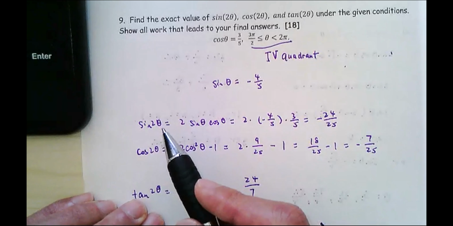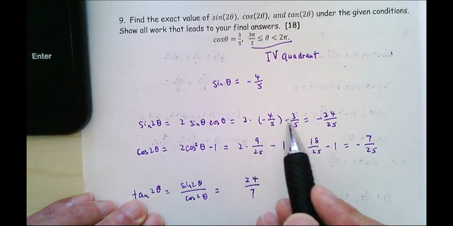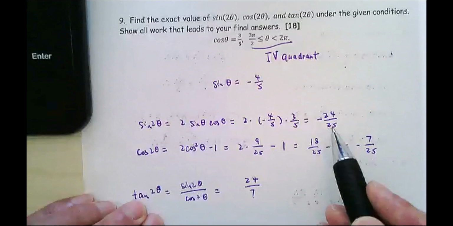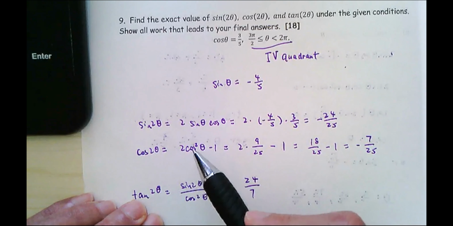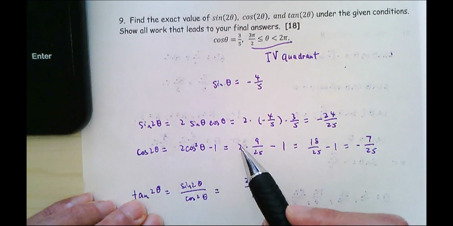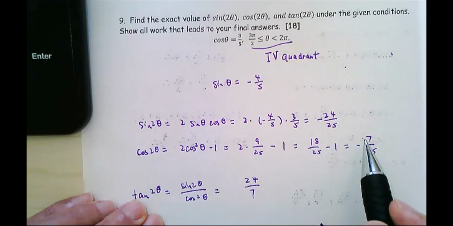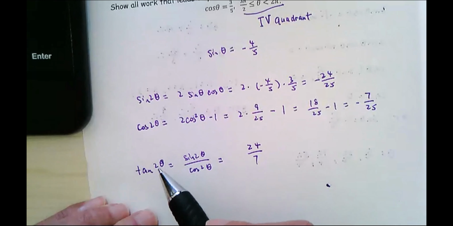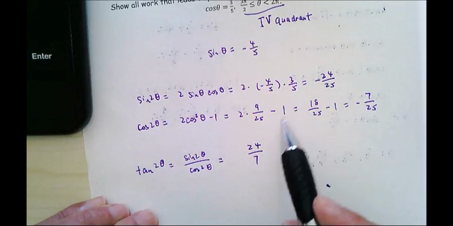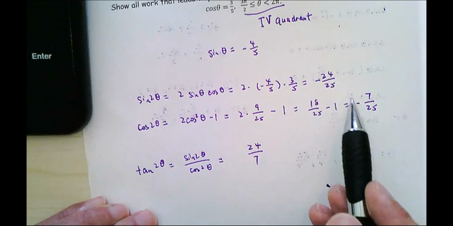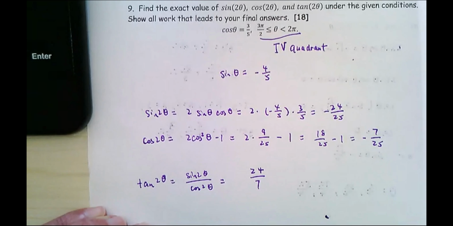So what is sine 2 theta? Just plug in the formula, which is 2 sine cosine. 2 times this and this gives you negative 24 over 25. What is cosine 2 theta? It is 2 cosine squared minus 1, which is 2 times this minus 1, which gives you 18 over 25 minus 1, which is negative 7 over 25. So what is tangent 2 theta? Just sine divided by cosine. So negative 24 divided by negative 7. The 25 cancels out and gives you 24 over 7. That's it.